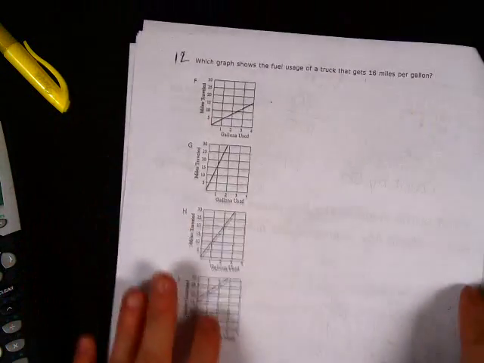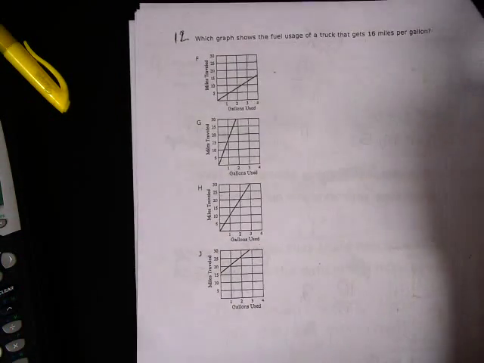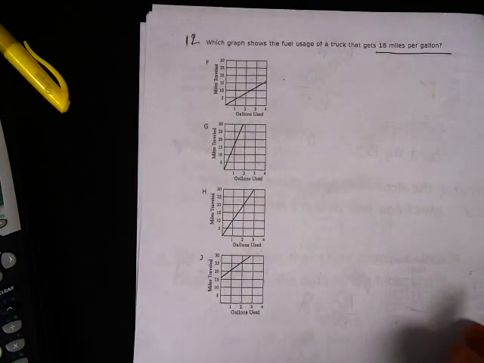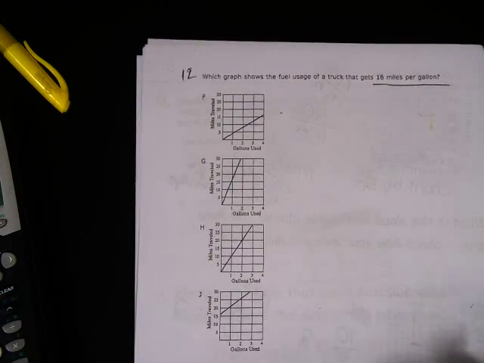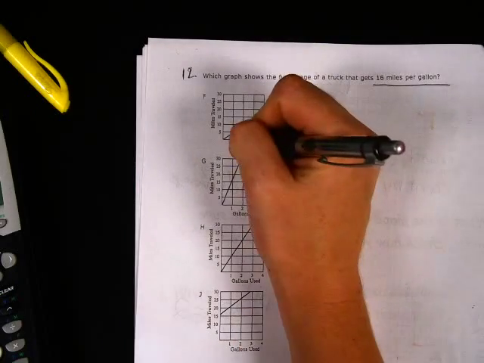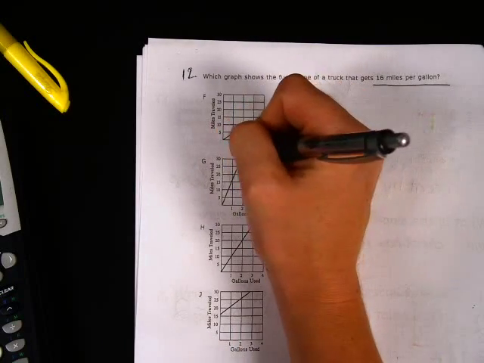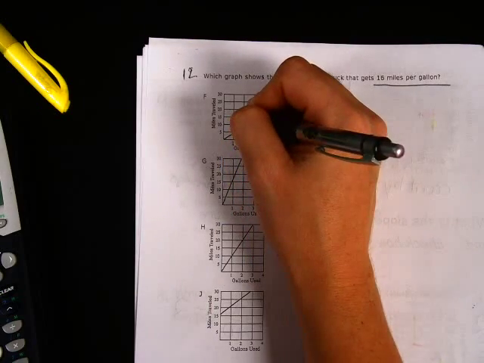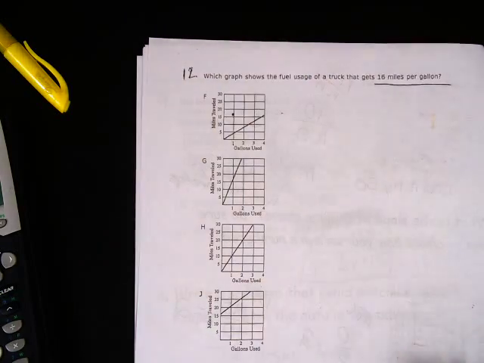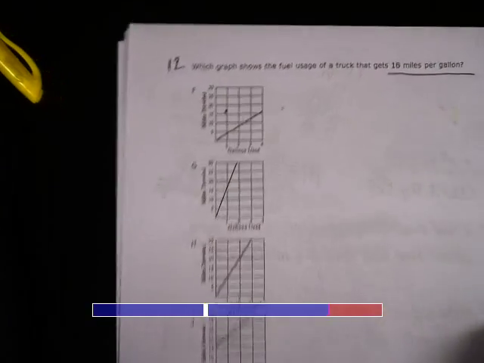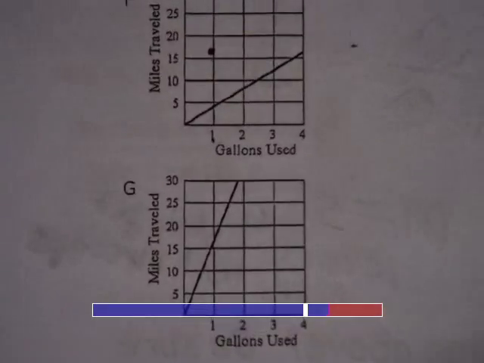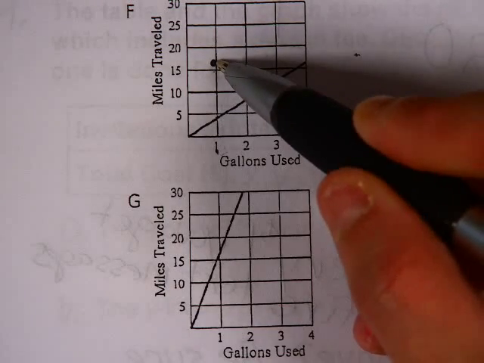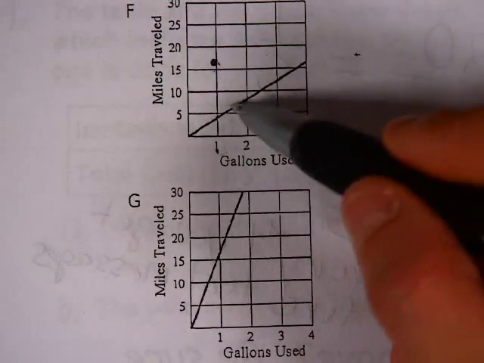Number 12. The graph shows fuel usage for a truck that gets 16 miles per gallon. So what they're essentially wanting is when you're at 1 gallon, it should be at 16. So if I follow 1 gallon up to about where 16 is, is that on my line? I'm going to make it a little bigger. So I followed 1 up to about where 16 is. Is that on my line? No, my line is way down here.